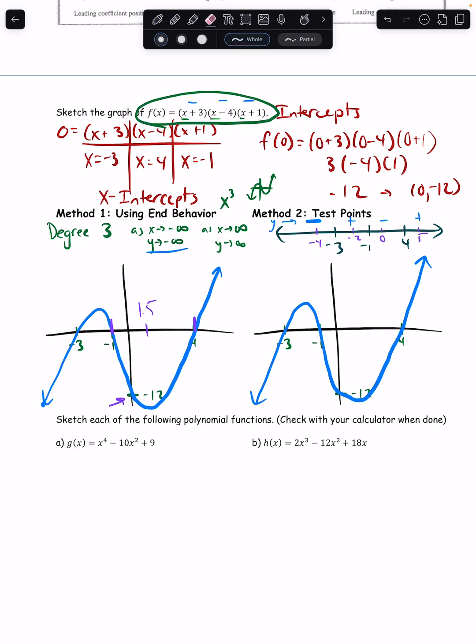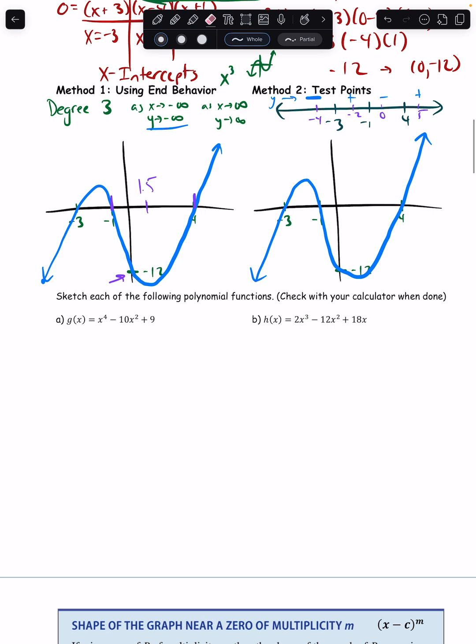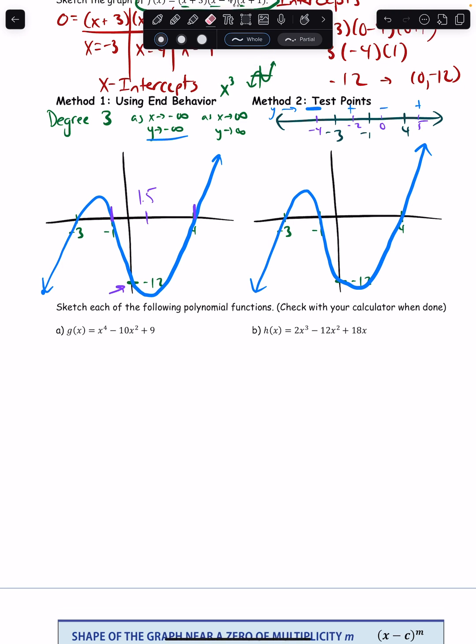So what I want you guys to do for A and B is choose whatever method you want. I recommend method 1. Sketch each of them, and make sure you check in your calculator at the end, because I know B can be a little tricky, and we'll talk about B a little bit in a second once I show you the work. Pause the video and play it once you're done.